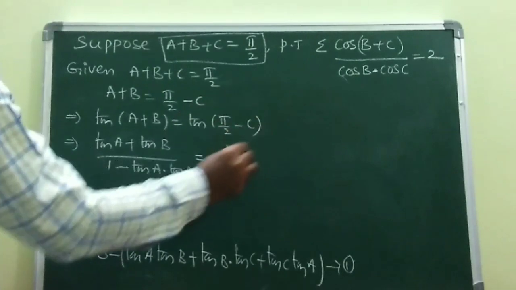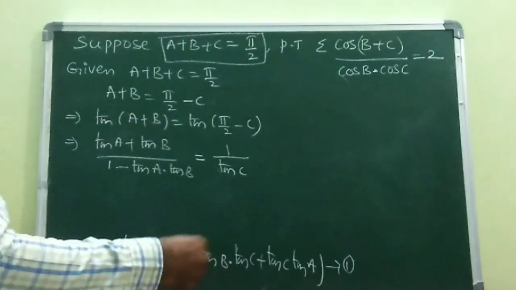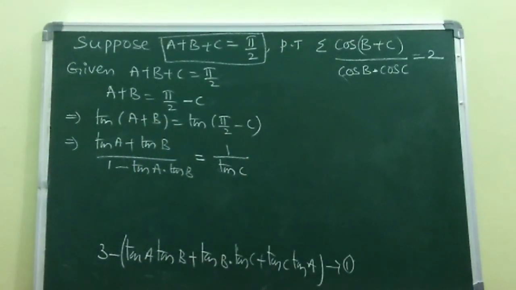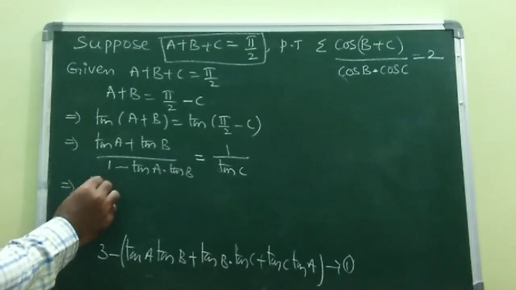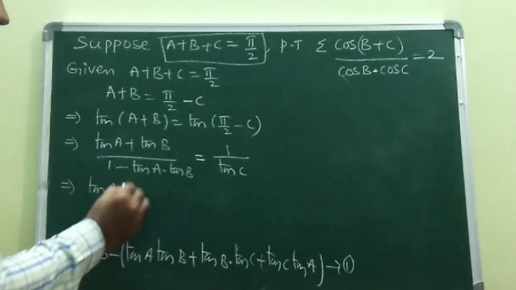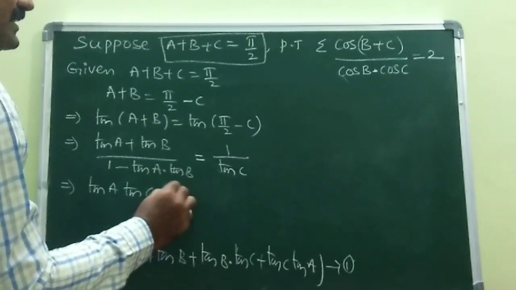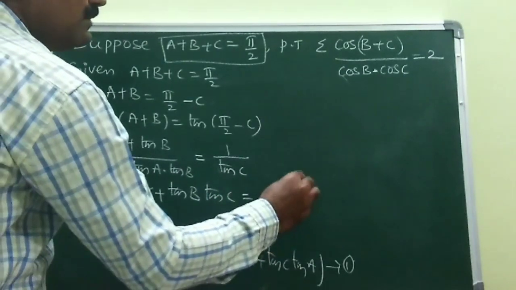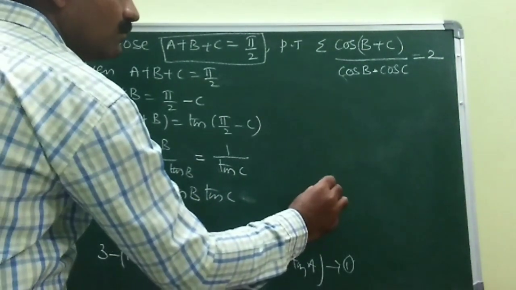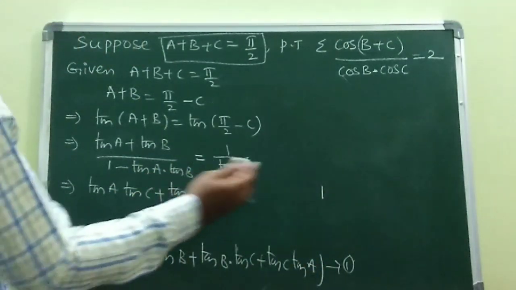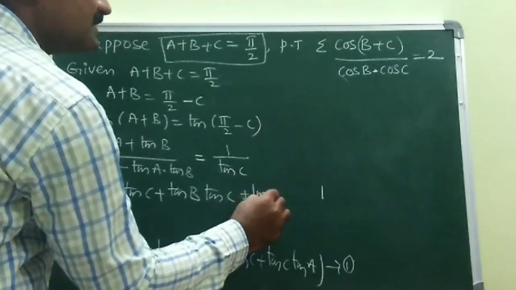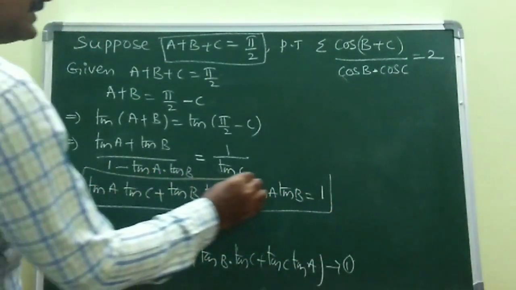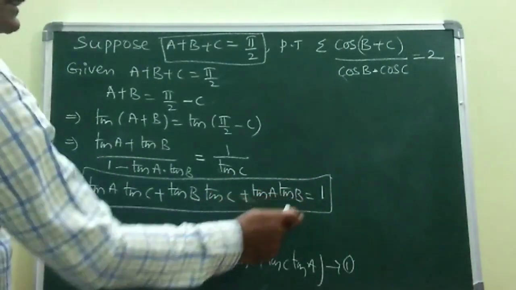I mean this value is equal to cot C, but since I require everything in terms of tan, hence the cot C I can write it as 1 by tan C. Now go for cross multiplication, that is tan A into tan C plus tan B into tan C, which is equal to 1 minus tan A tan B. That minus term, if you bring this side, plus tan A into tan B, which is equal to 1. So we are waiting for this result only, no? So the value of this is nothing but 1.